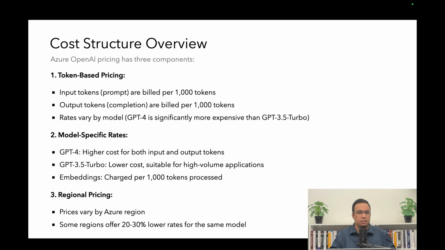Now, here's the critical context. These rates change periodically as Microsoft adjusts its pricing and as new models are released. You should design your cost management strategy around relative pricing patterns rather than the absolute numbers. Understand that GPT-4 will always be more expensive than GPT 3.5. Understand that output tokens will always cost more than input tokens. Understand that regional differences do exist. But don't build your architecture around specific dollar amounts that might change next quarter.